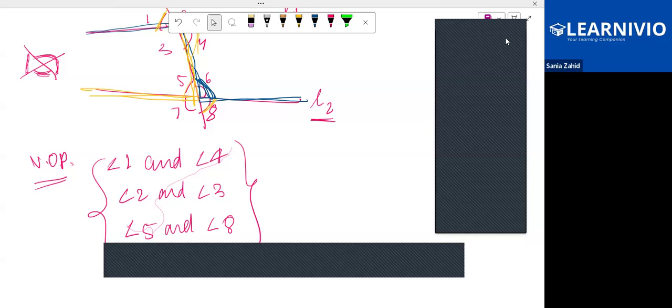And what are we supposed to do? We are supposed to write this in the water on the screen: angle 1 and 4, angle 2 and angle 3, angle 5 and angle 8.